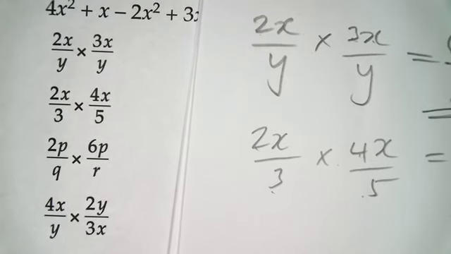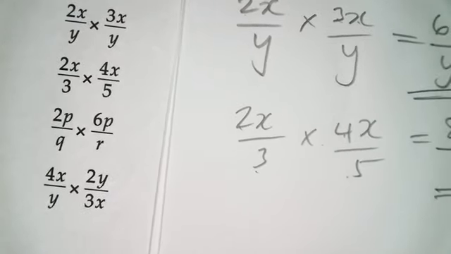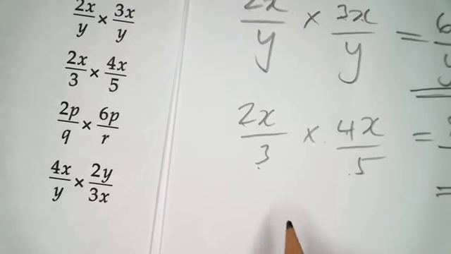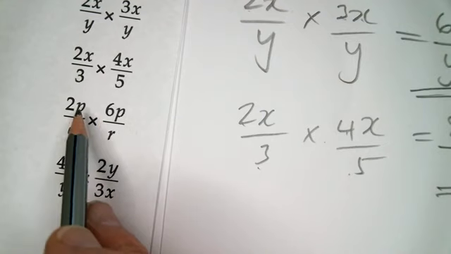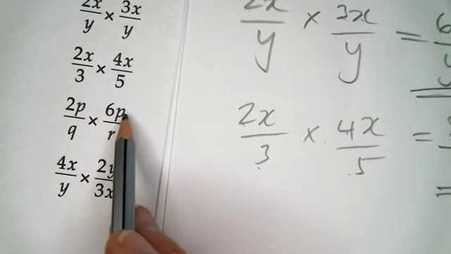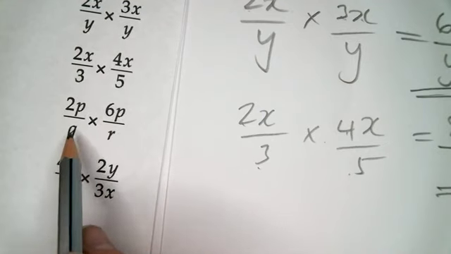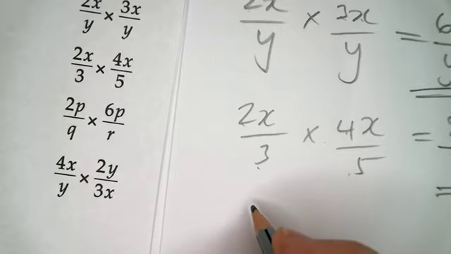Okay, I'm looking at some of these lower ones now. Let's do ones where we've got more than just an x. So here we've got a p and a q and an r and things. So I've got 2p over q times 6p over r. So let's do that one.